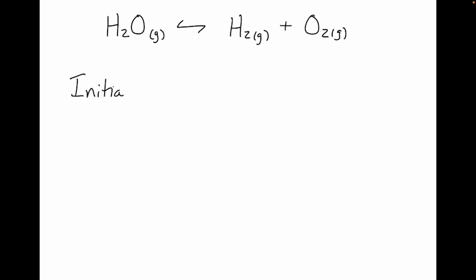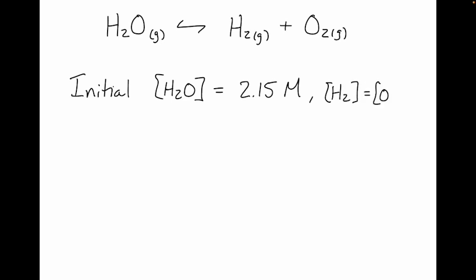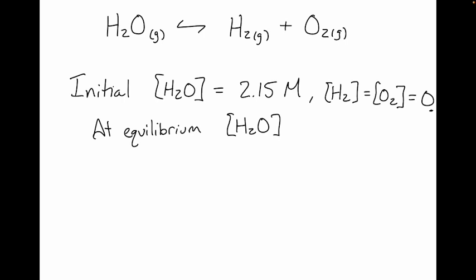All right, the initial concentration of my H2O is 2.15 molar. The concentration of my hydrogen and oxygen equals 0. Okay, so I'm going to start out with just some water vapor in this flask, none of my product. And then at equilibrium, the concentration of my water vapor has decreased to 0.75 molar.